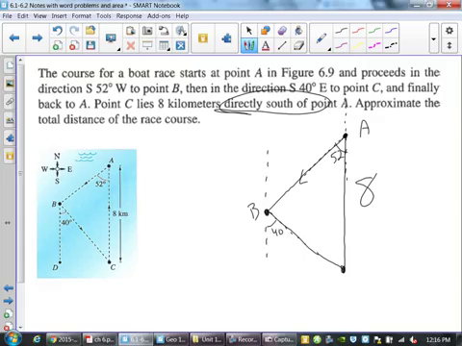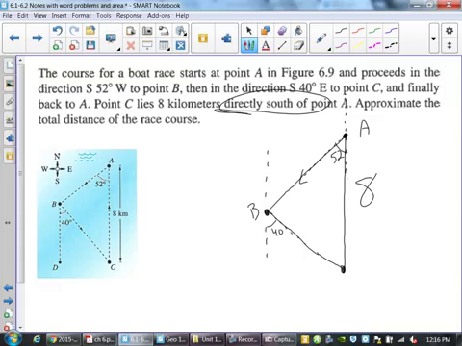Remember, when you have the bearing problem like that with boats, it's going to be south or north, and then it's going to tell you to go east or west. So you're going to bounce off of that direction. So what we need to do is figure out the total distance. Well, that means we have to figure out two other side lengths, but it also means we need to figure out other angles. Figuring out the other angles really isn't all that difficult. It's just a matter of writing stuff out.